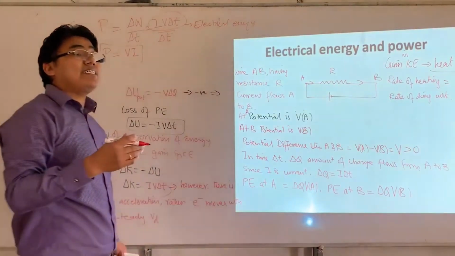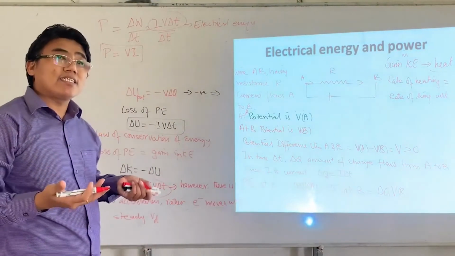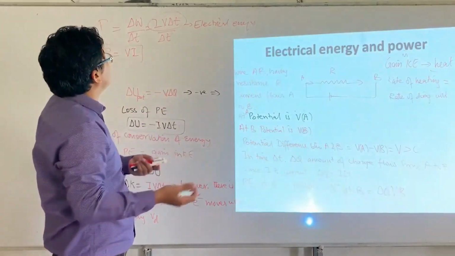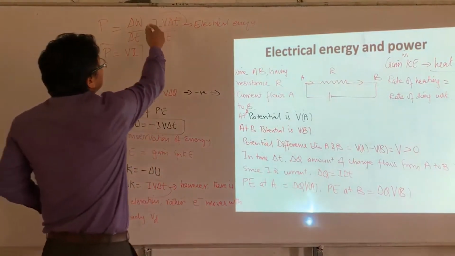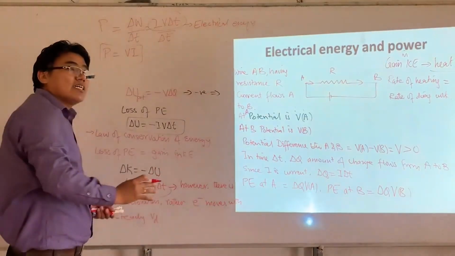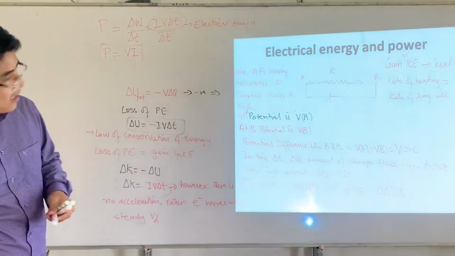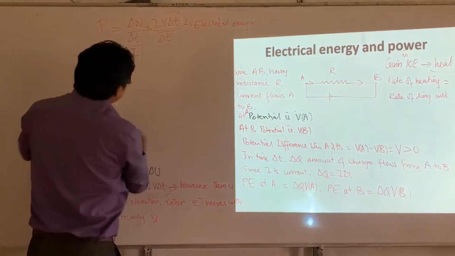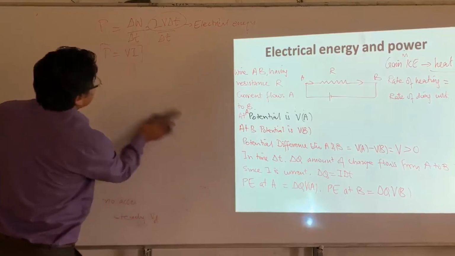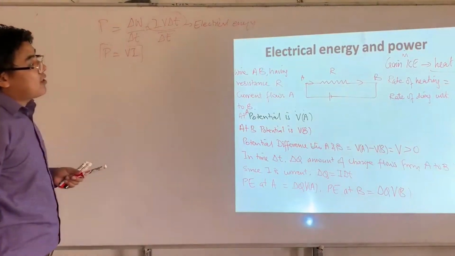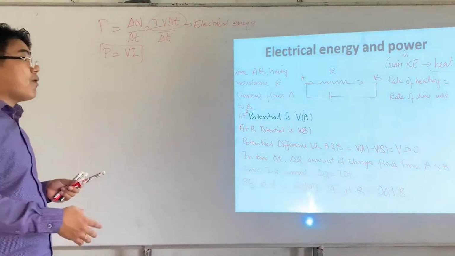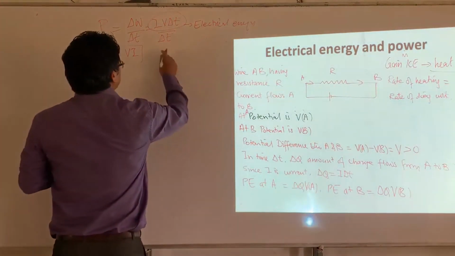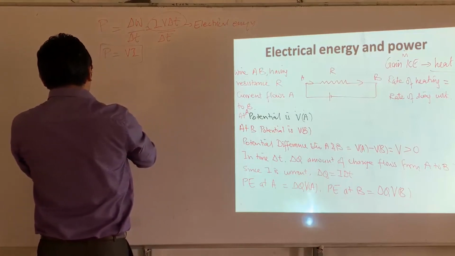And electrical energy appears in the form of heat. Electrical energy changes into heat, so heating takes place. Now this is power. The rate of electrical energy is what we call power. Or the rate of doing work is power. The rate of heating is power. Alright, so now talking about Ohm's law.